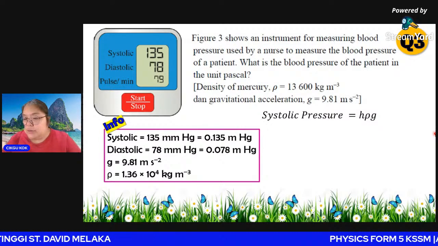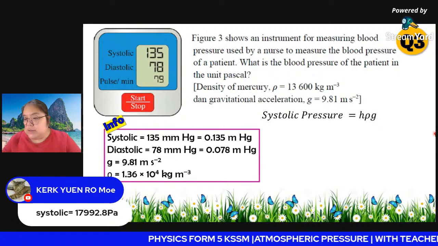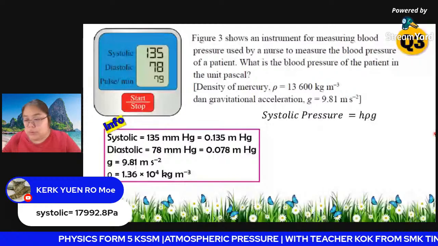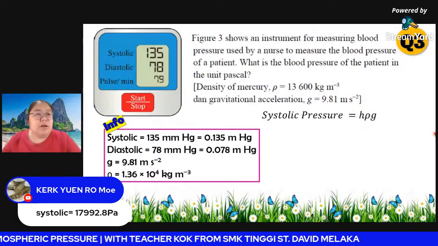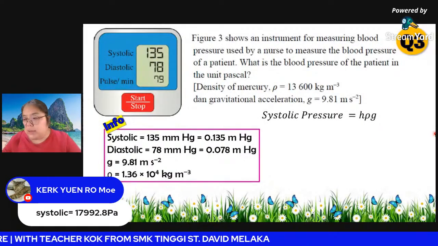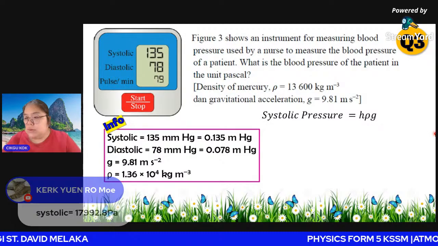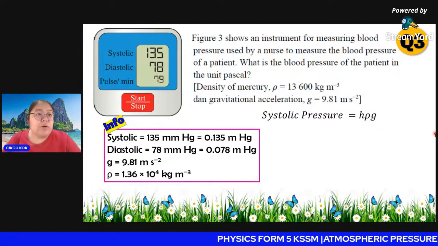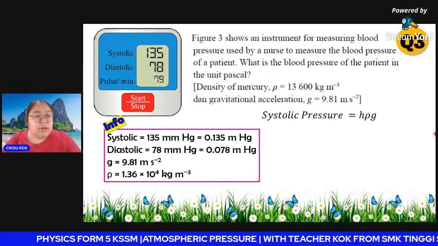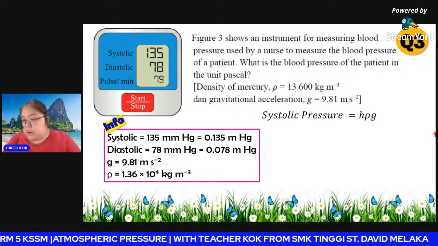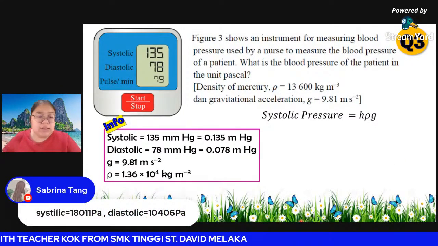Only Yuan Ru gave me the answer. We're going to check. Systolic is 17992.8 Pascal. Sabrina gives me systolic is 180. Why so big a difference? Diastolic is 10406. Yuan Ru, what's the problem for you? Yiru gives me the same as Sabrina. So now we check, is the answer correct or not?